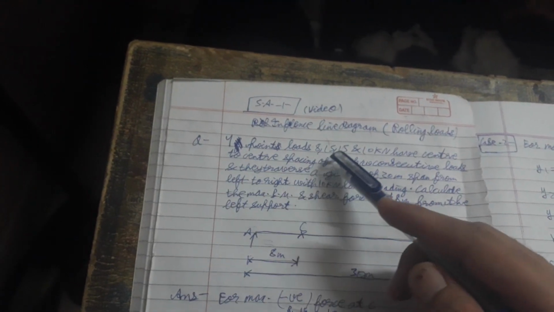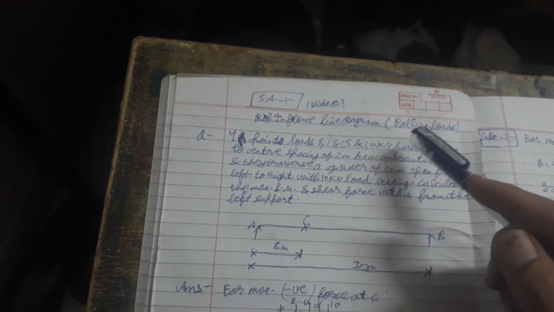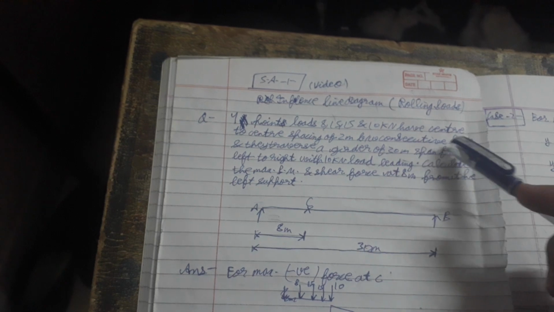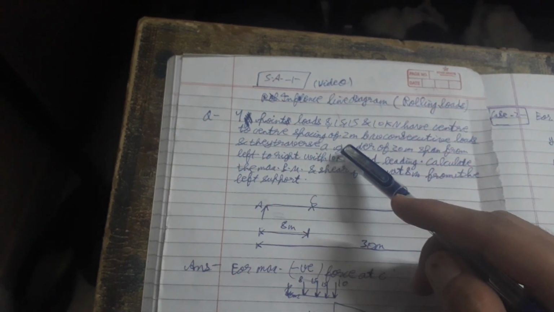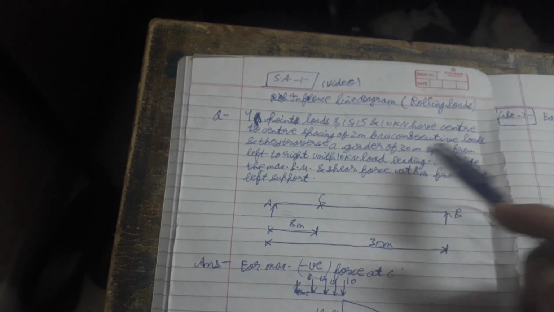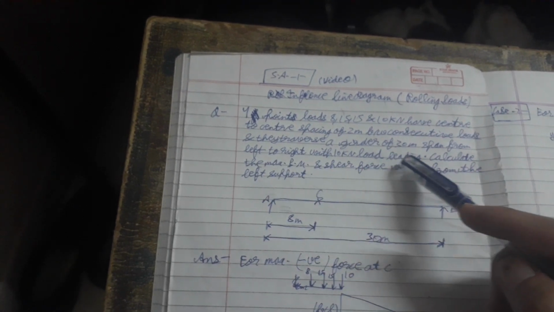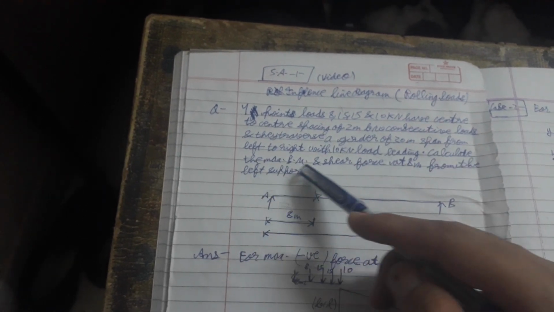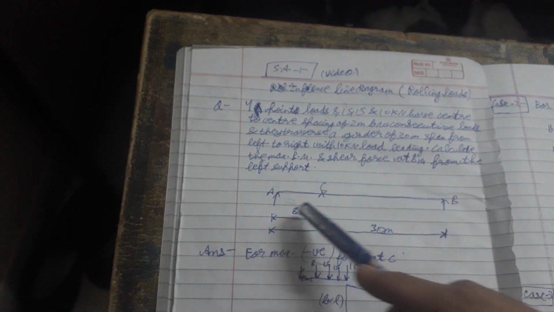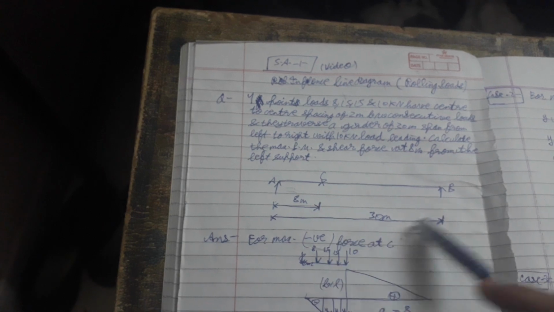Four point loads of 8, 15, 15 and 10 kilonewton have center to center spacing of 2 meter between consecutive loads, and they traverse a girder of 30 meter span from left to right with the 10 kilonewton load leading. Calculate the maximum bending moment and shear force at 8 meter from the left support. This is A, C, this is 8 meter, this is 30 meter, this is B.